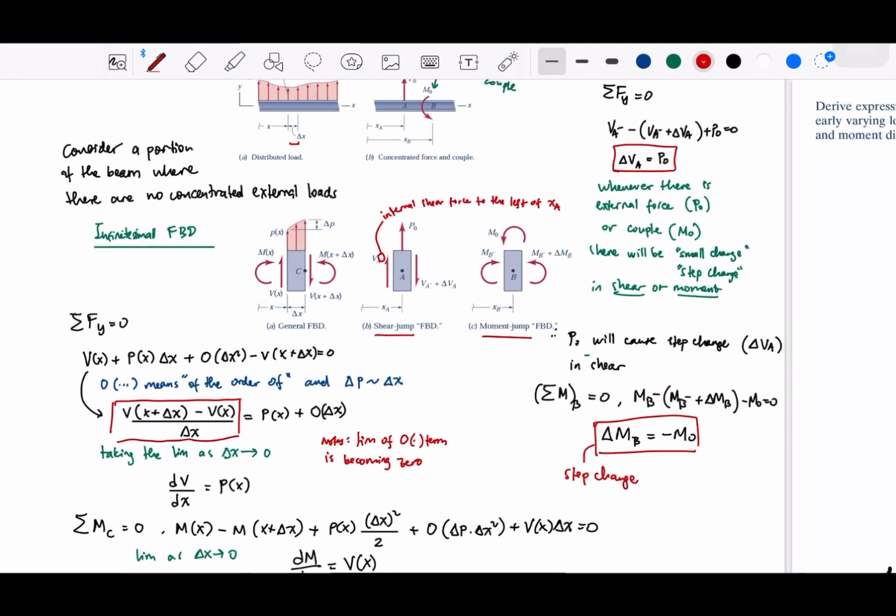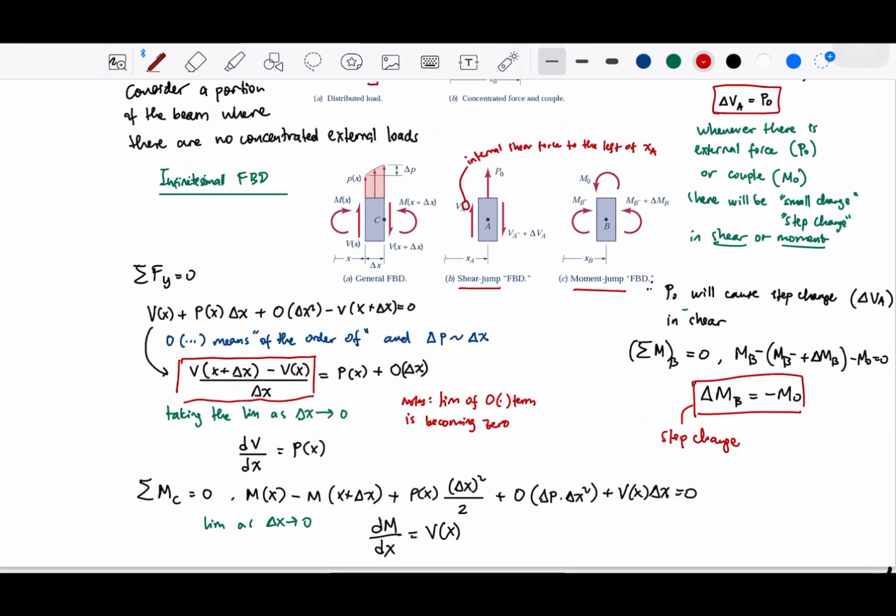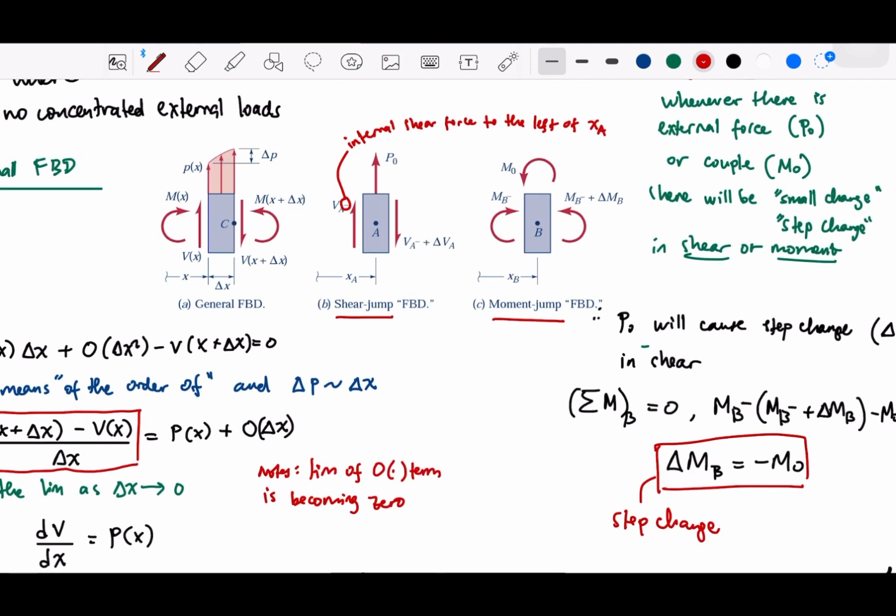Okay, perhaps it's still a little bit abstract, and perhaps you're still wondering what this is about and why there are so many delta and then x plus delta, blah, blah, blah. I think this will be very clear if we look at the shear moment diagram, and that will be more practical. So this is just an introduction on using the limit approach.